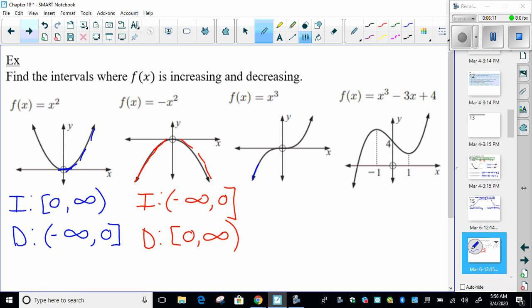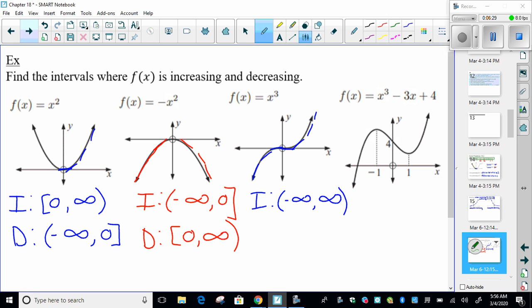So for the third one, we have a 0, but all of our slopes are positive. Therefore, it is increasing from negative infinity to infinity because it never decreases along the way. It never gets that negative slope.